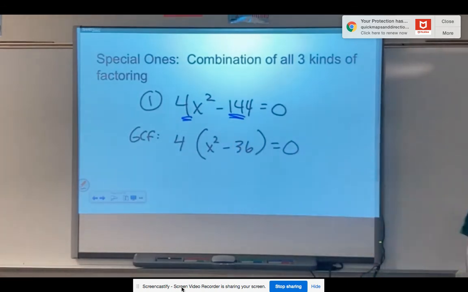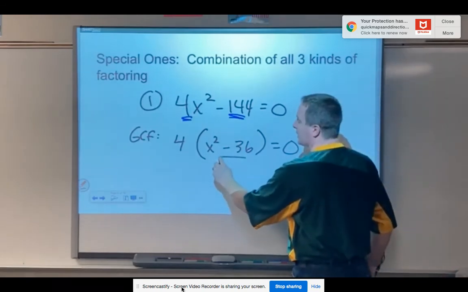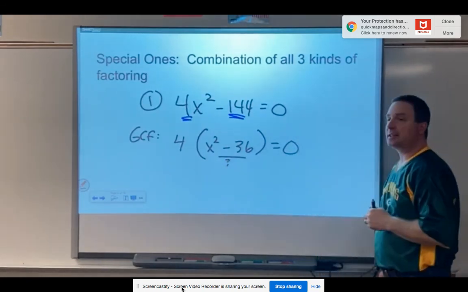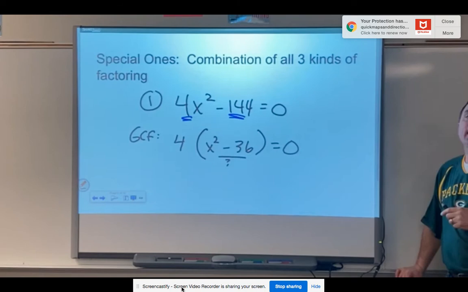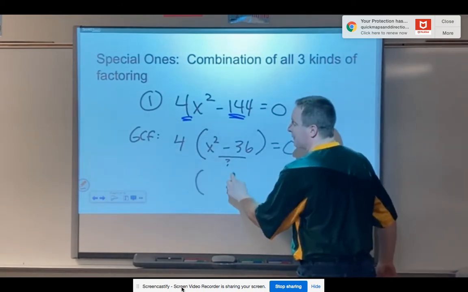Once we factor out that greatest common factor, we should always look at this leftover stuff. Can it continue to be factored one more time? If you think about what we talked about a minute ago, x squared minus 36. There's only two terms. They're separated by subtraction, and they're also perfect squares. I think they have nice square roots.